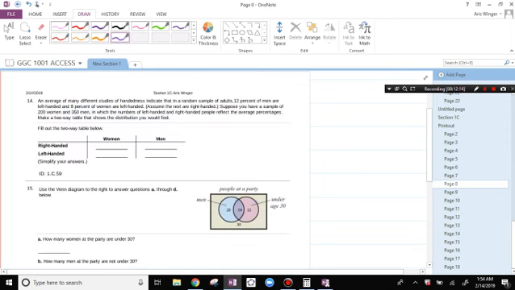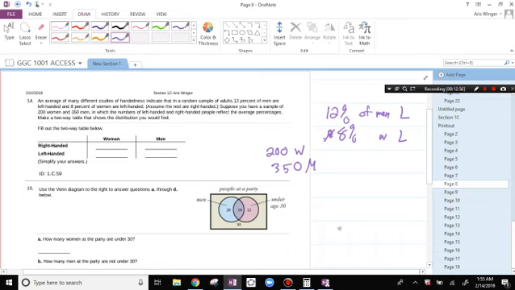An average of many different studies of handedness indicate that in a random sample of adults, 12% of men are left-handed and 8% of women are left-handed. Suppose you have a sample of 200 women and 350 men, in which the number of left-handed and right-handed people reflect the average percentages. Make a two-way table that shows the distribution you would find.